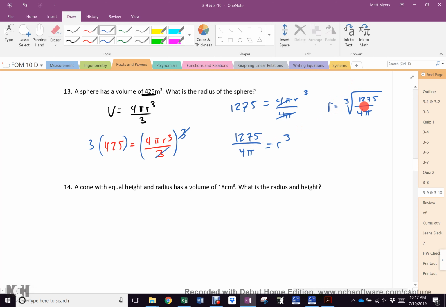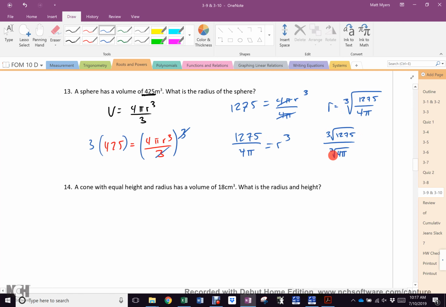But have you done any work on this current unit? Not very much. So what would I have to give you? 1, 2, 3, or 4? I'd give you 2 because you recognize the cube root. But to get the full 4, that's the cubed root of 1275 over the cubed root of 4 pi.